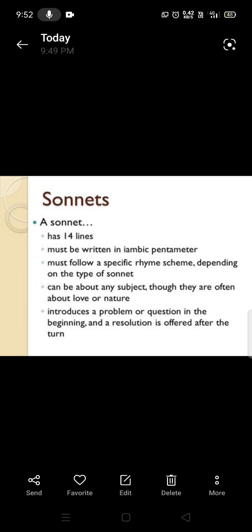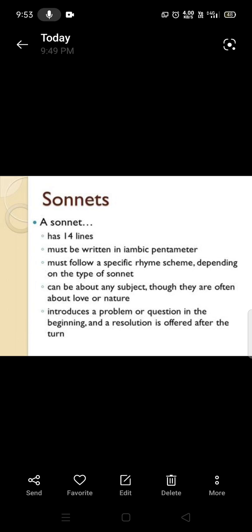Today, in this lecture, I am going to discuss the sonnet. It's a form of poetry. So, what is a sonnet? A sonnet is basically a form of poetry, and this form originated in Italy, in 14th century Italy, we can say. So what are the particular features and characteristics of the sonnet? And the types of sonnet we'll discuss.